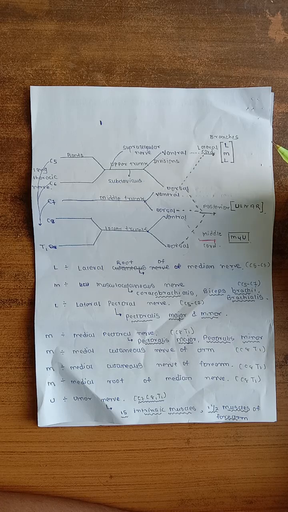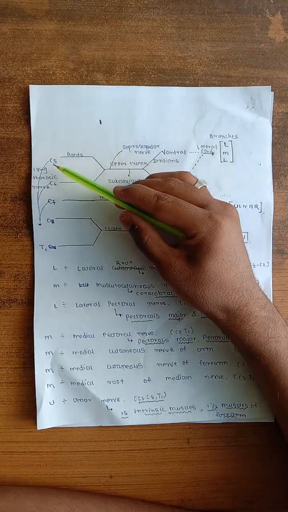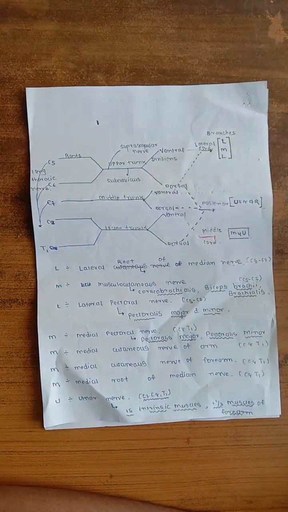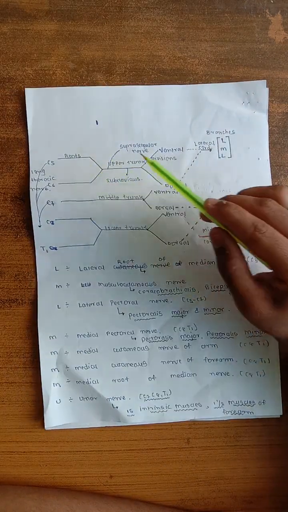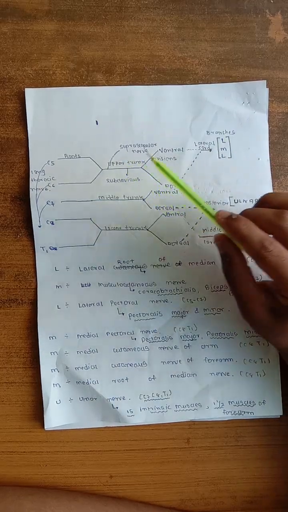Today we will learn about brachial plexus. Brachial plexus is formed by the anterior primary rami of C5, C6, C7, C8 and T1 spinal nerves. It constitutes the roots, trunks, divisions, cords and branches.